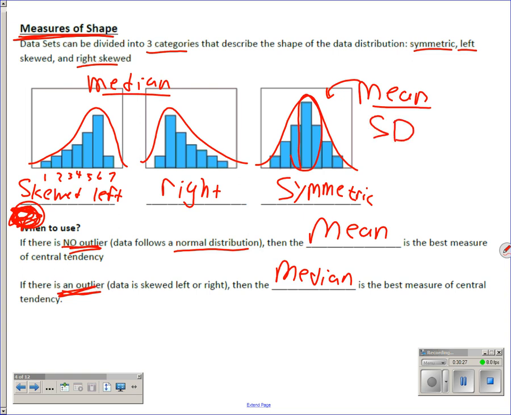Standard deviation and mean, I know we didn't talk about standard deviation today, but they go together, okay? Standard deviation is affected greatly by outliers. So we do not use standard deviation to describe spread if there are outliers. The best way to describe spread in that case would be to use IQR. So median and IQR is your center and your spread for skewed data. Mean and standard deviation is your center and spread for symmetric data. That's how they go together.